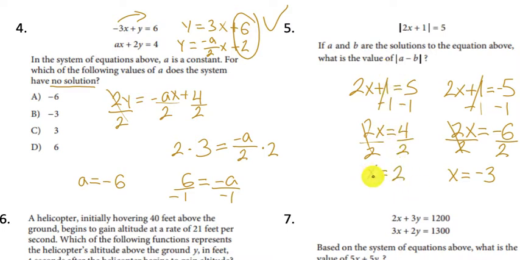Now the question is not asking for what the solutions are. They're asking for a minus b in the absolute value. And it doesn't matter what order we put them in. So we'll say the absolute value of 2 minus negative 3, which will become the absolute value of 2 plus 3, which will give us the absolute value of 5, which is just 5. And this is our answer.